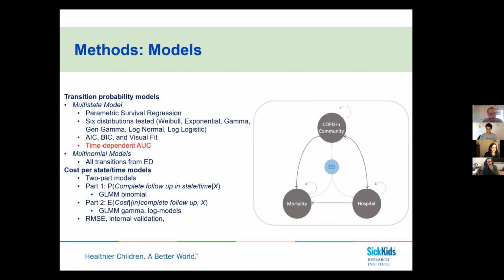And then we have a cost. We can extract from the administrative data set a healthcare cost per 30 days per state. So for everyone who was in hospital, we had an estimate of the cost for the first 30 days, the next 30 days, and so on.